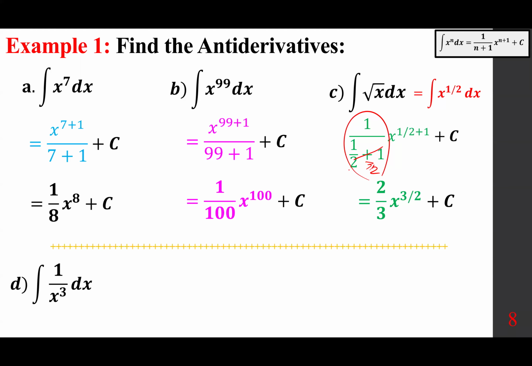Same thing here. If we wanted to differentiate, we would make it ready for the power rule. For integration, we also make it ready for the power rule. We write it as x to the power of minus 3 first. And now, 1 over negative 3 plus 1, x to the power of negative 3 plus 1, and a constant. This is the only calculus step.